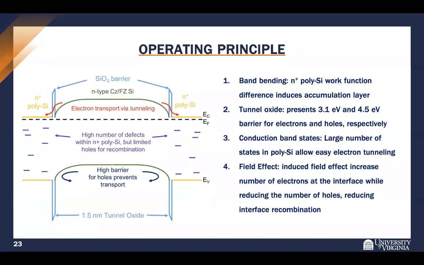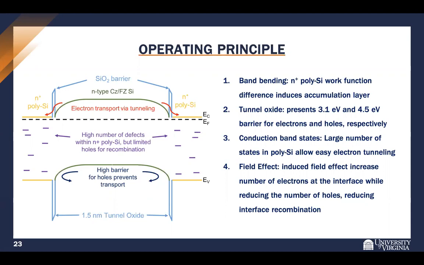So the operating principle of these cells: again, there's your n-type silicon solar cell in the center in green, and then you have a thin 1.5 nanometer tunnel oxide consisting of SiO2. And on top of that, you deposit a heavily doped polysilicon layer. And once the dopants are activated, it induces band bending, which is due to work function difference between the absorber and that layer, which allows for accumulation of charge at the oxide.